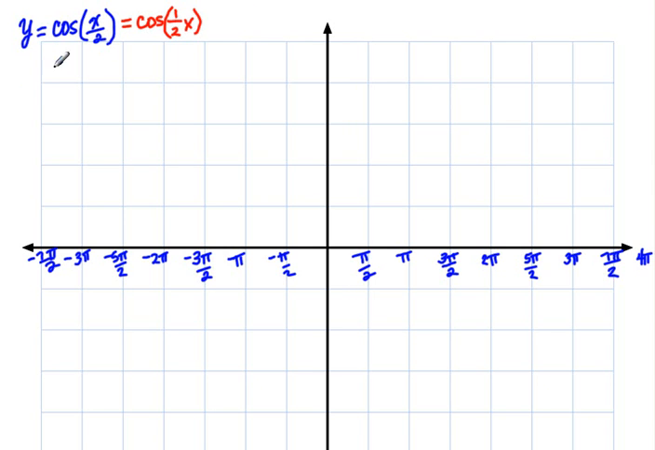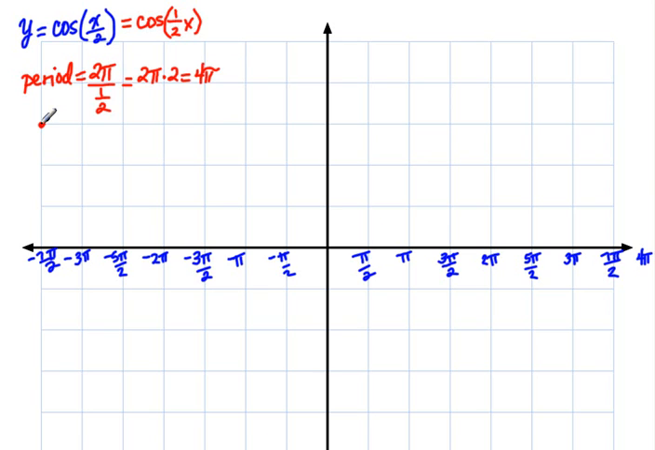So what is our period of cosine of x over 2? Well, the period is defined to be 2 pi over b. Well, b in this case is 1/2. So 2 pi divided by 1/2 is the same thing as 2 pi times 2 over 1, which is 4 pi. So now it's going to take 4 pi units for it to complete one complete cycle of cosine. Well, let's think about the way cosine looks.